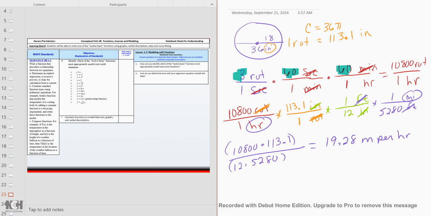All right, so how can you identify which of the 12 basic functions most appropriately model the real-world situation? I don't know that we're basically using the 12 basic functions. We're using area models, circumference models, volume models, conversion models to solve equations or to solve problems.